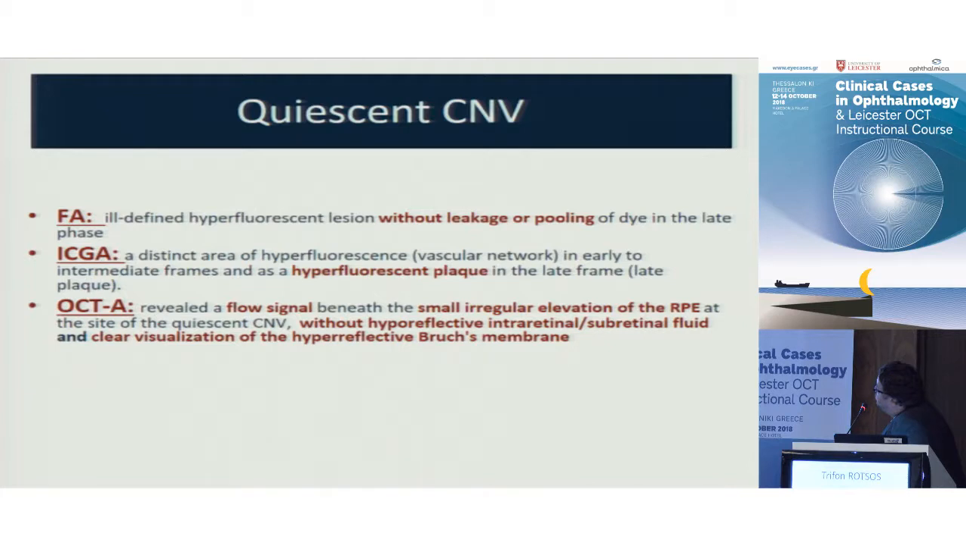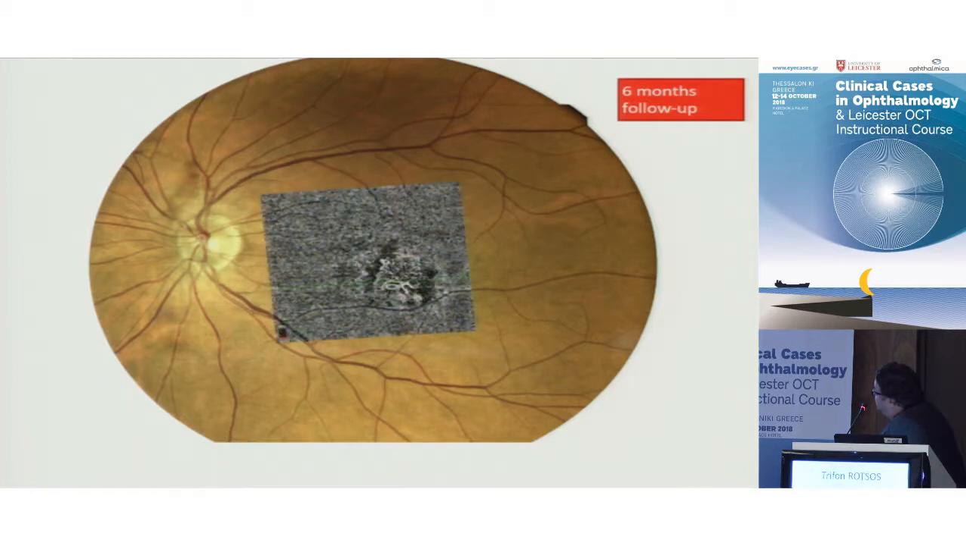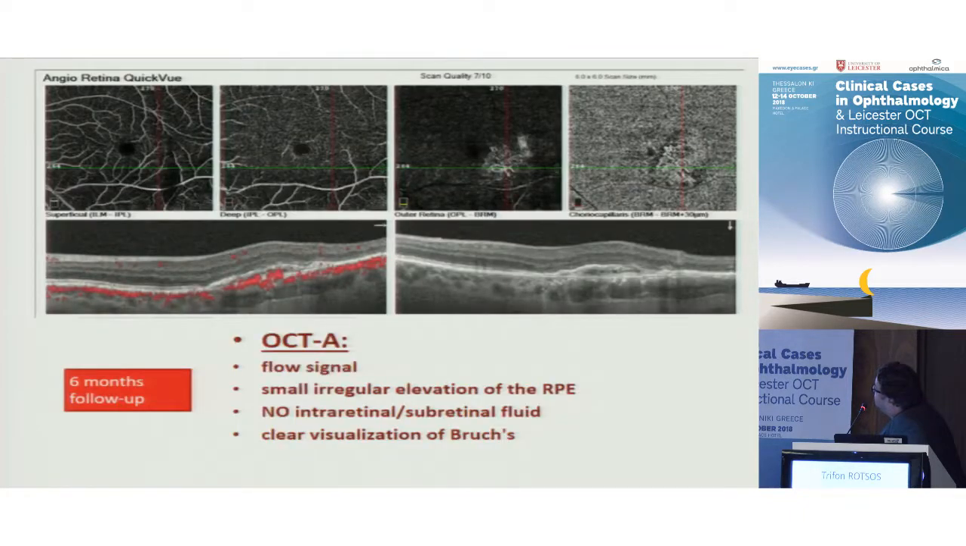In these cases, usually the FA is without leakage. The ICG may give you a hyperfluorescent plaque in the late frame, but the main examination to confirm the quiescent membrane is the OCTA that will actually show you the membrane, even if there's no fluid in all the visits that the patient has in your private office.